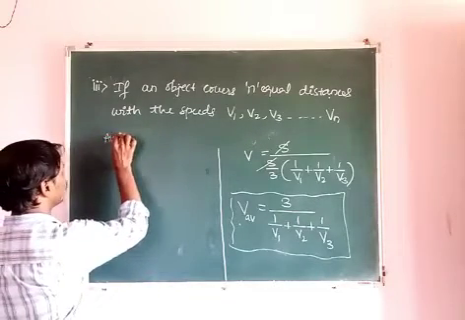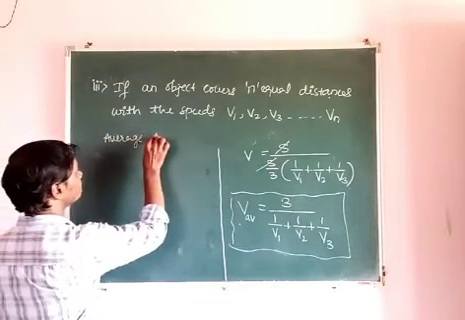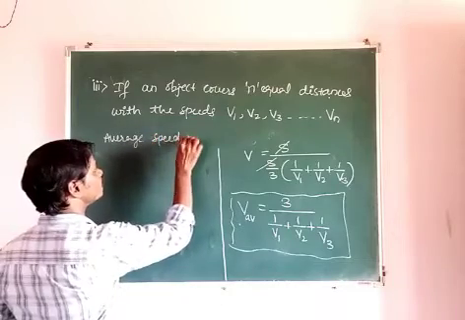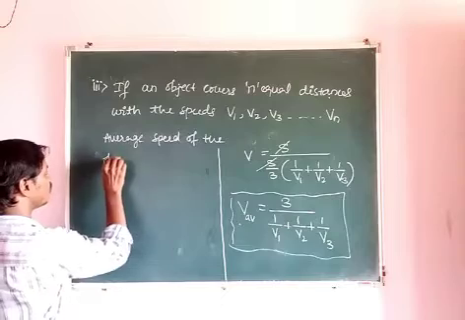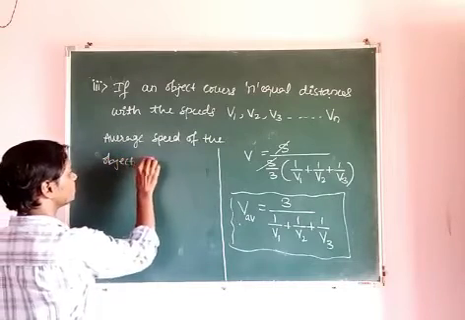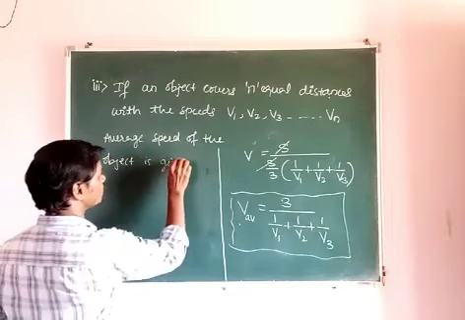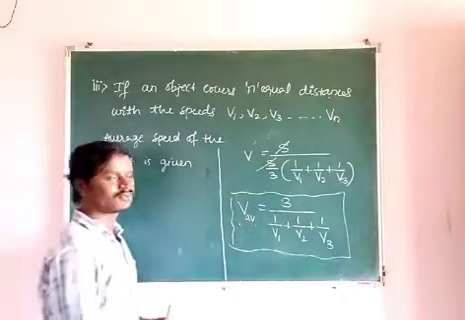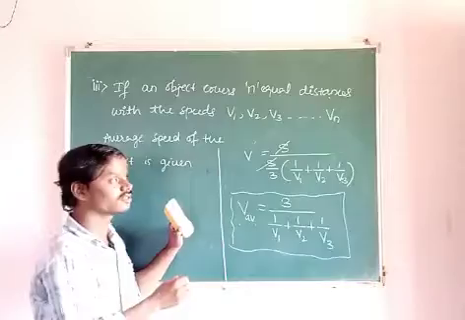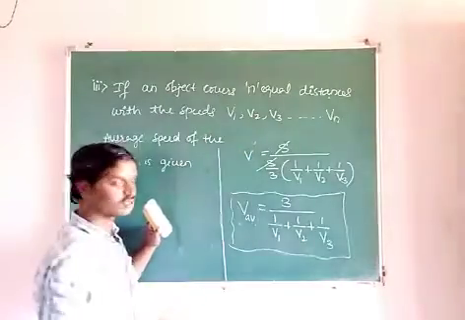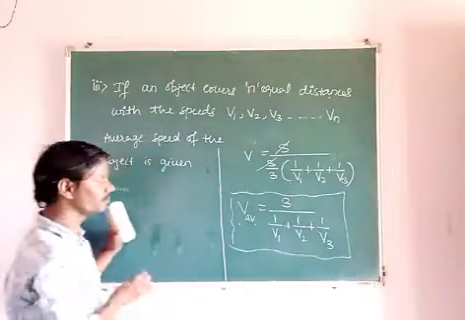The average speed of the object is given by this formula. Using this one, I will write the average speed of the object. Here, how many equal distances? 3 equal distances, but here n equal distances. Instead of 3, I will write n.